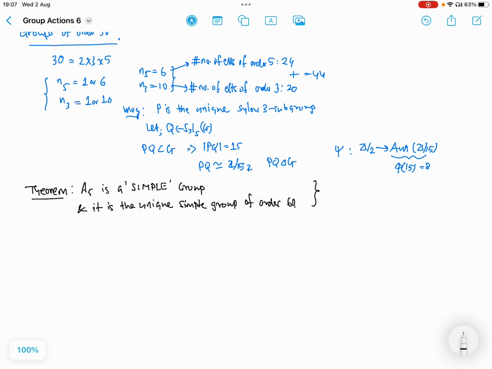And this is the first instance, or in other words, the smallest order for which you have such a simple group. You can easily see that any group that has order less than 60 cannot be simple, excluding the cases where the order is prime, of course. That you can easily see.